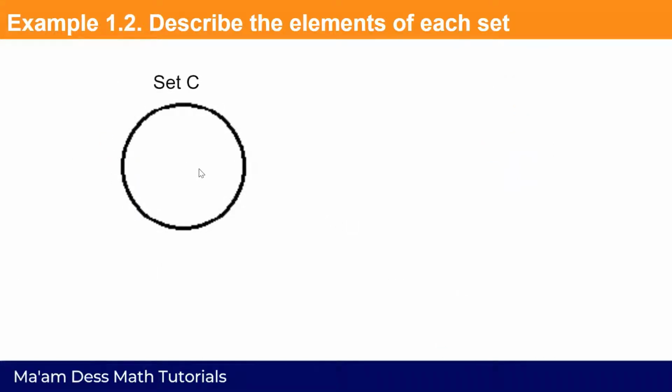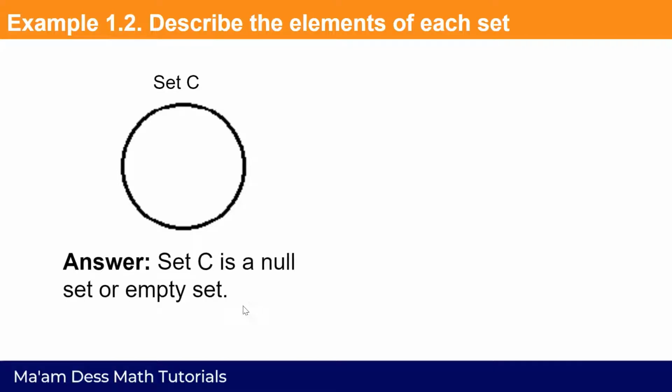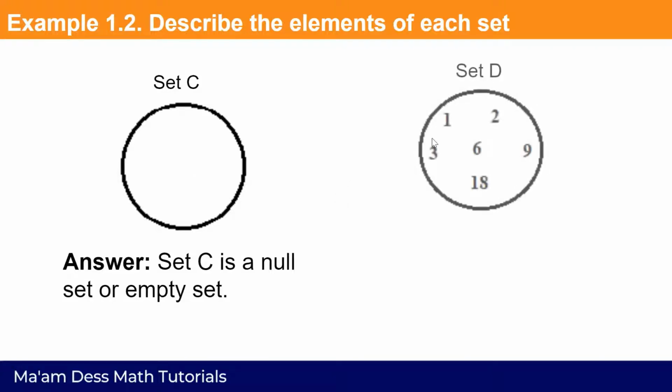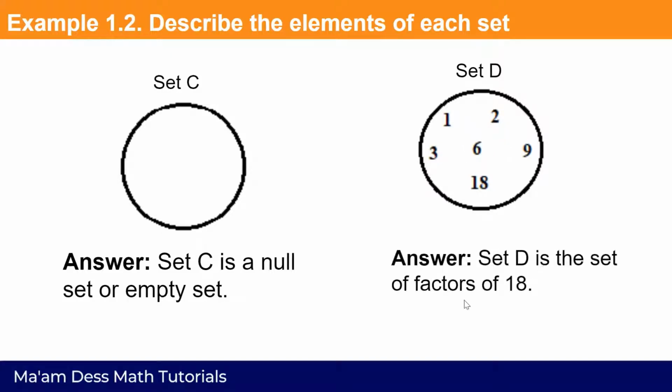How about in set C? Okay, si set C po, we can call this a null set or empty set. So as you can see, no elements inside the circle. So it is a null set. For set D, 1, 2, 3, 6, 9, 18. So ano pong masasabi kay set D? Si set D po ay set of factors of 18.